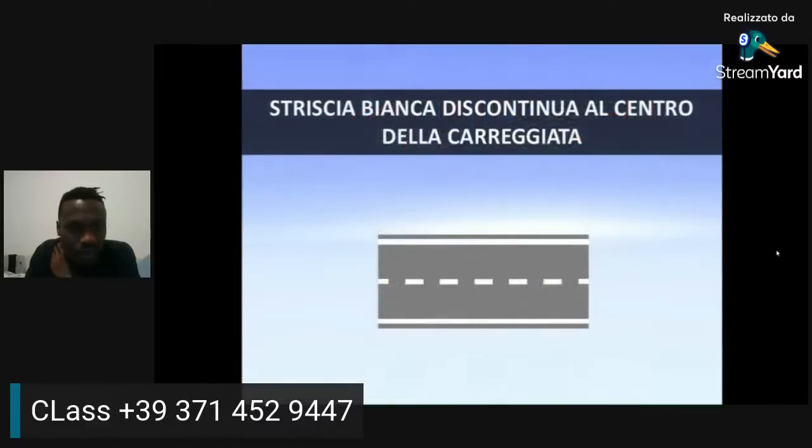Striscia bianca discontinua al centro della carreggiata, which is the discontinuous line in the middle of the carriageway.